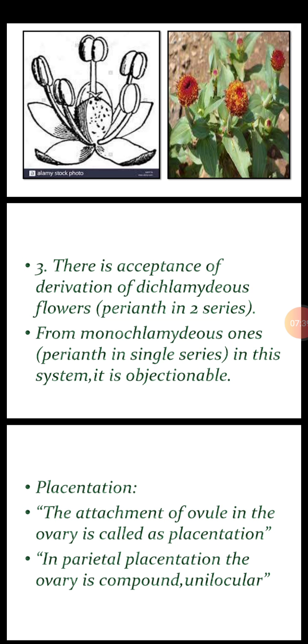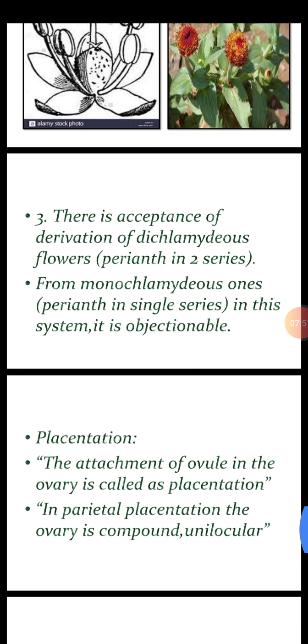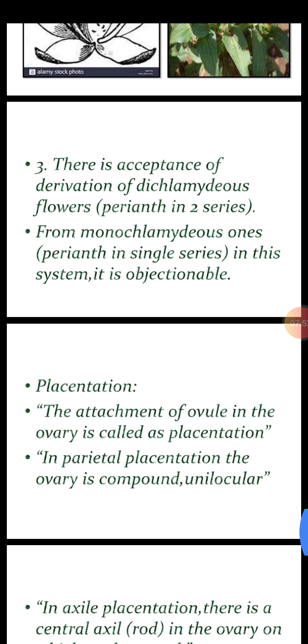There is acceptance of the derivation of dichlamydeous flowers, with perianth arranged in two series or rows, from monochlamydeous ones in which perianth is arranged in a single series. In this system, it is objectionable, that is, there are many objections over it.